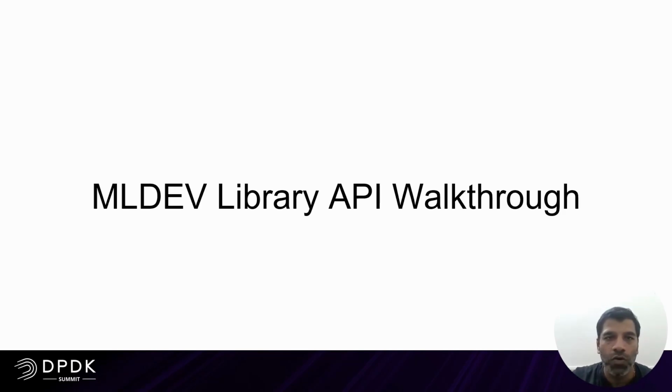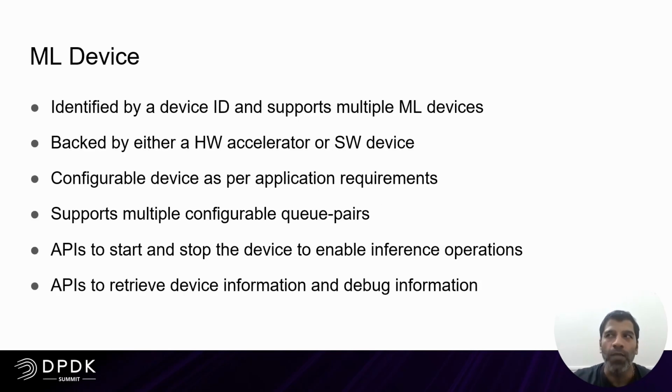Now, I will walk you through the MLDEV API specification. In the MLDEV's context, an ML device is any device that is capable of performing inference operations using a pre-trained model. It can be either backed by a physical device, which is based on PCI, or a software device based on the DPDK's virtual device. The device is configurable as per the application's requirements, and it supports multiple queue pairs. The specification provides APIs to start or stop the device and to retrieve the device and debug information.